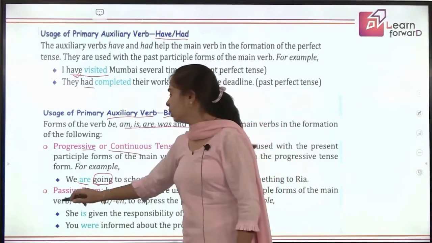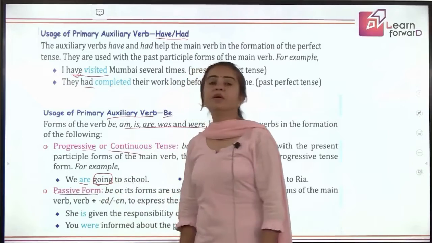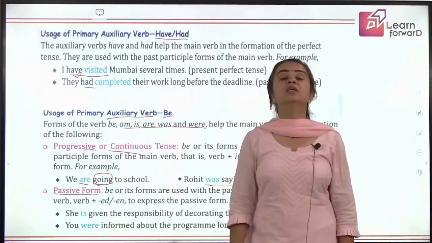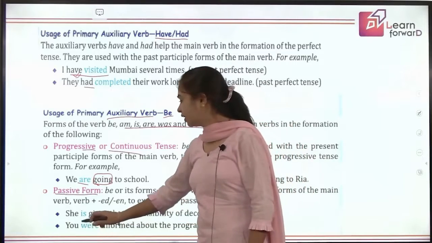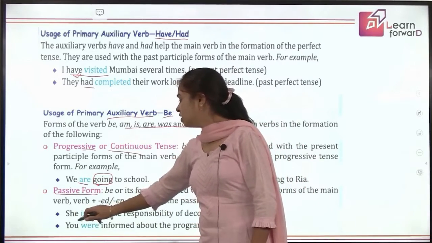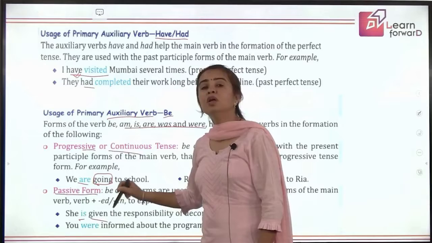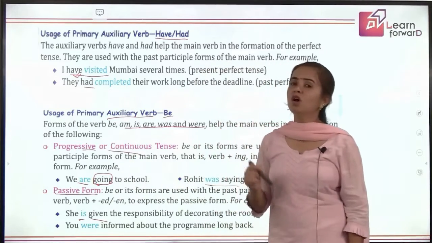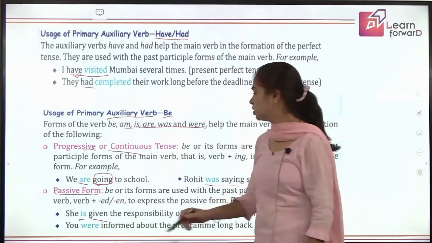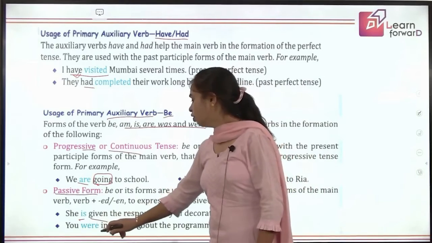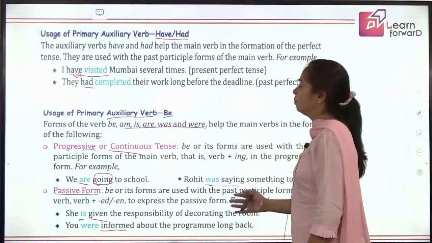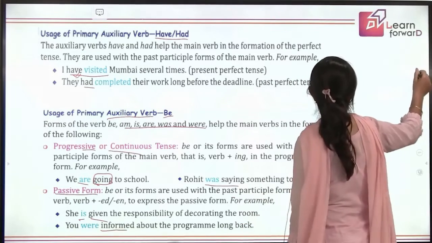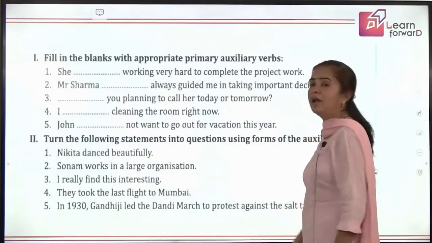And then the be form is also used in the passive form, followed by the third form of verb that we have already learned in active passive in previous grades. So she is given. Do you remember that in passive form always the third form of verb is used? So here also the third form is used. You were informed, right? So in passive structure also the be form of auxiliary helps us.